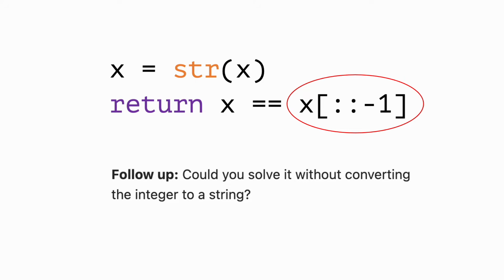The idea here is that we don't actually need to reverse the entire number. We only need to reverse half the number. For example, if this is the number, we can just reverse the first 3 digits and then compare these two to each other. If they're the same, then the number was a palindrome. But how will we know when we've reached the halfway point?